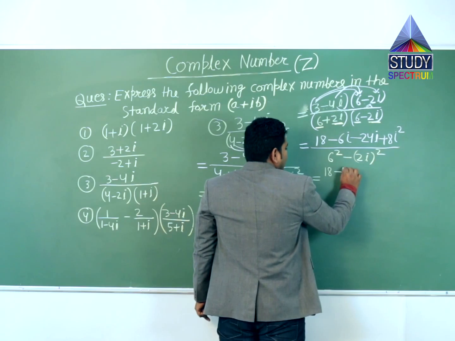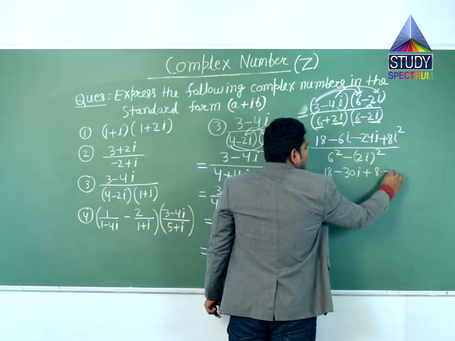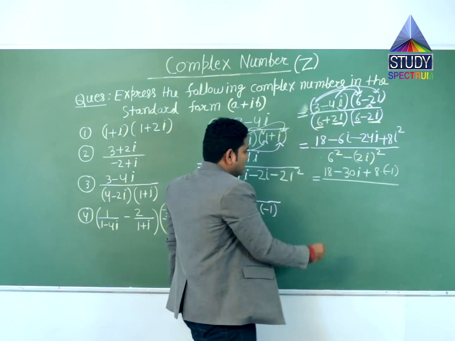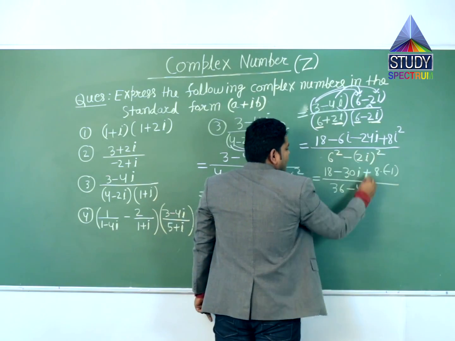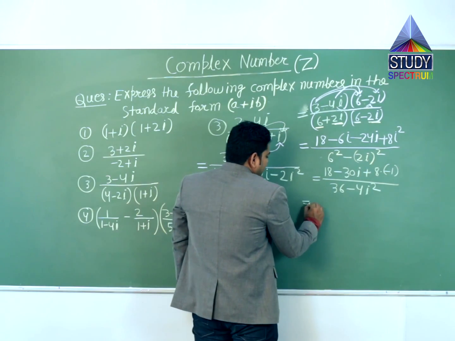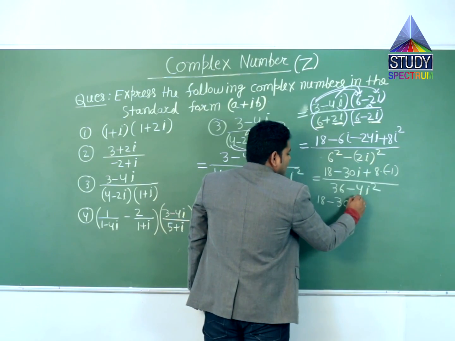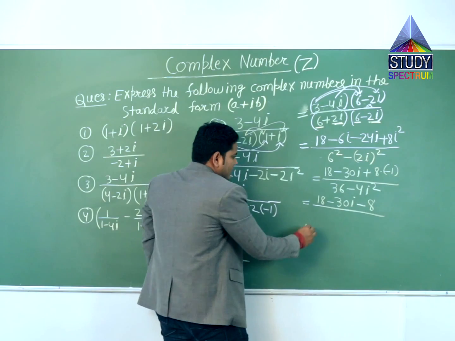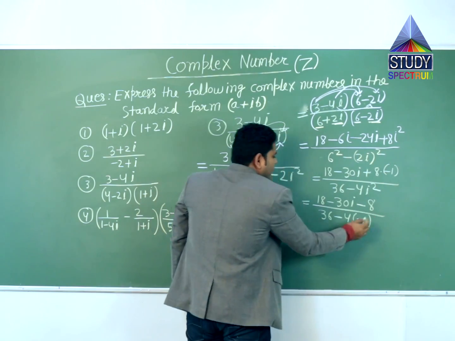So it will be minus 30i plus 8 into i square, which is minus 1, divided by 6 square is 36 minus 2 square is 4 and i square is i square. So it will be 18 minus 30i, and plus into minus is minus, and 8 into 1 is 8, divided by 36 minus 4 into i square, which is minus 1.